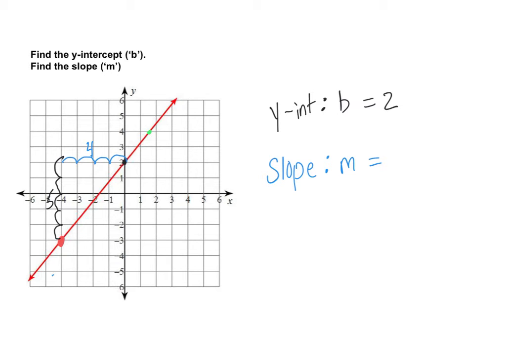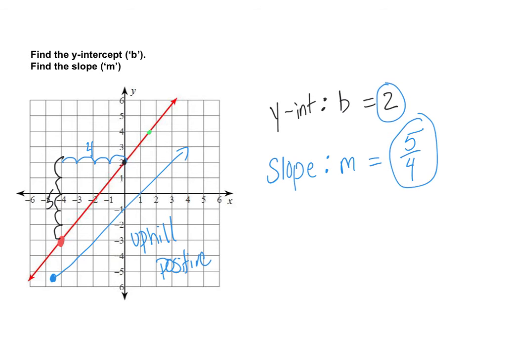Because we are going uphill, meaning starting from the left we go up, my slope is going to be positive. So I know my fraction is going to be positive. Rise over run, 5 over 4. We leave our answer as a fraction. This is the smallest a fraction will become. So my y-intercept is 2 and my slope is 5 over 4.